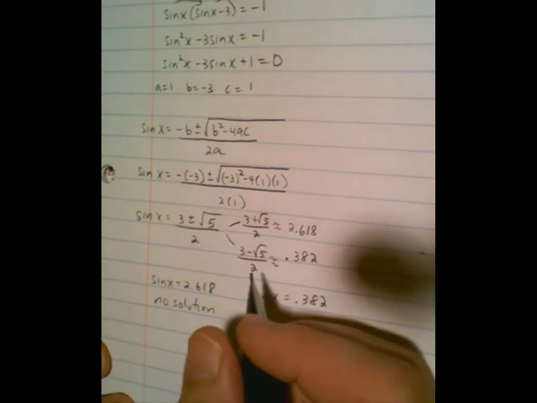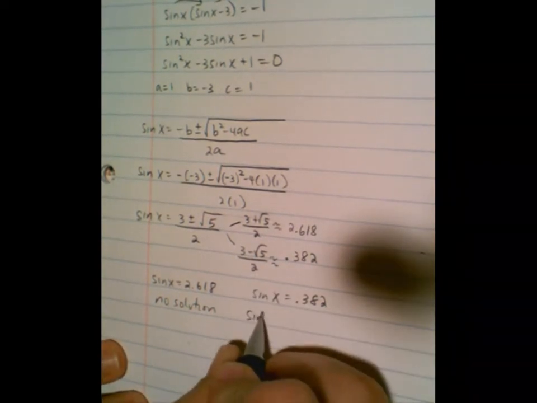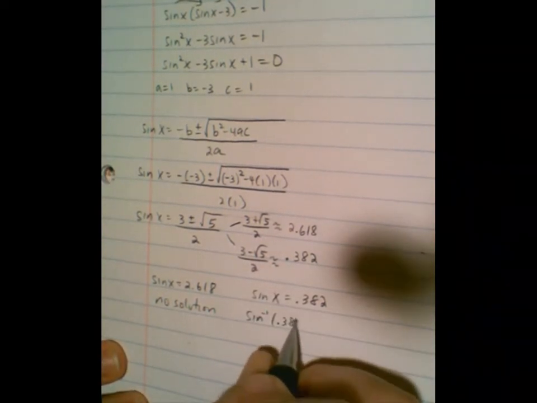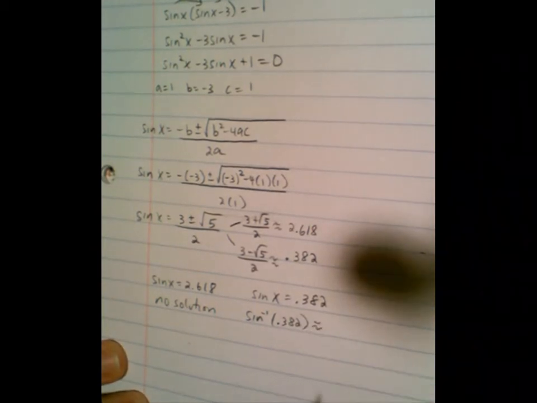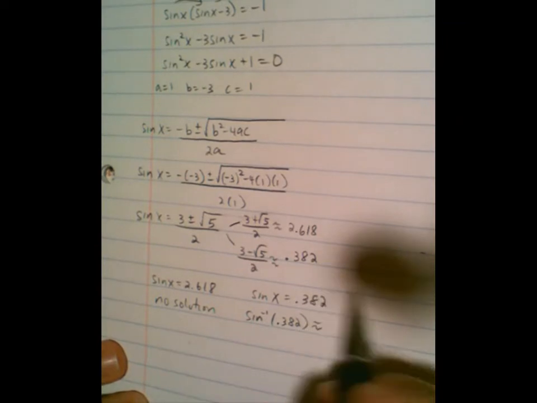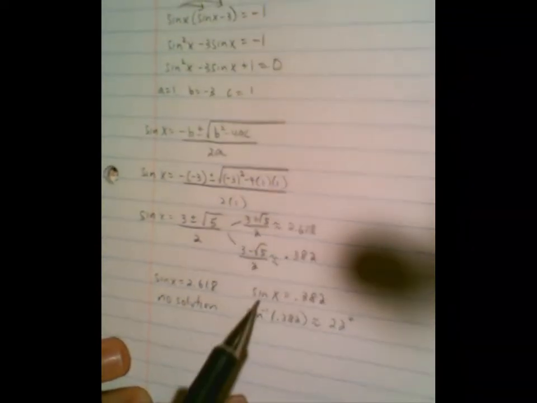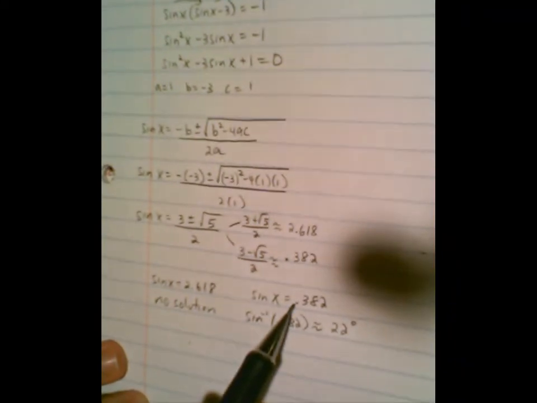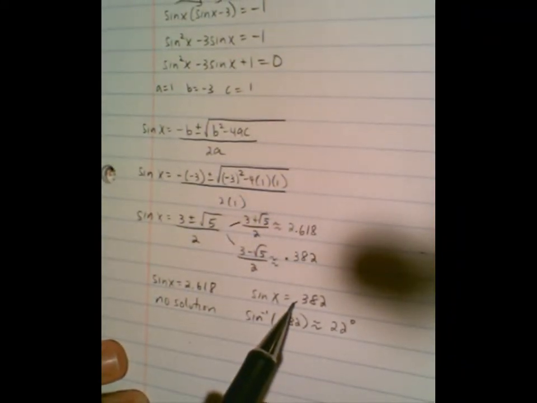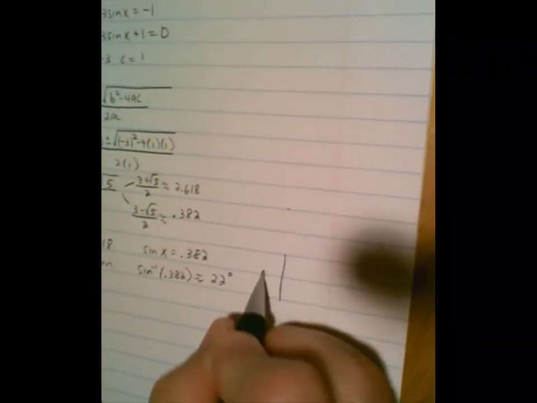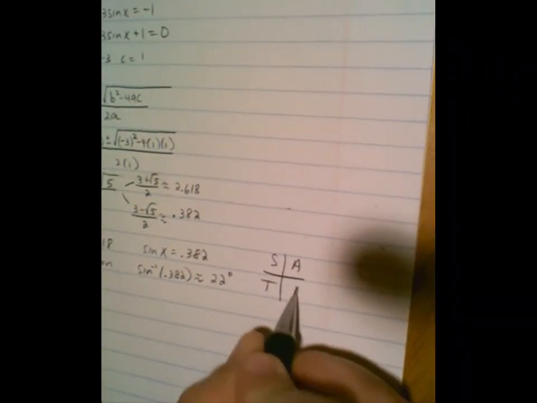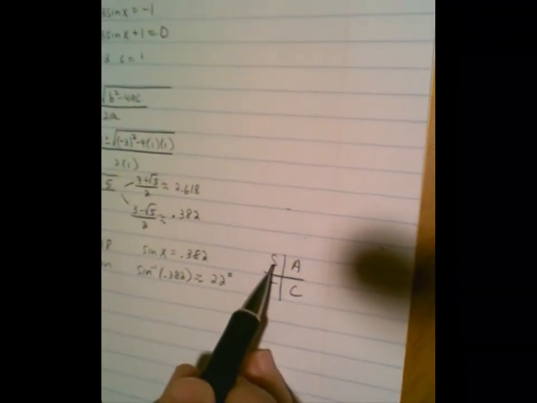Here, when I do the inverse sine of 0.382, it's approximately 22 degrees. It says in the question to the nearest degree, so approximately 22 degrees. Okay, where is sine positive? Sine is positive in the first quadrant and the second quadrant, right? How many times can we write that? It's positive in the first and the second.